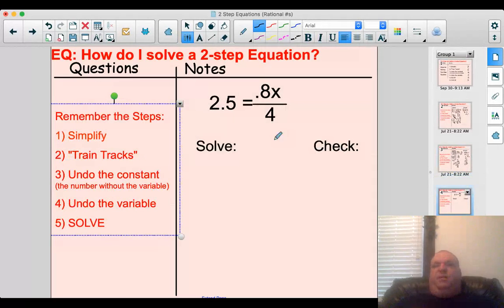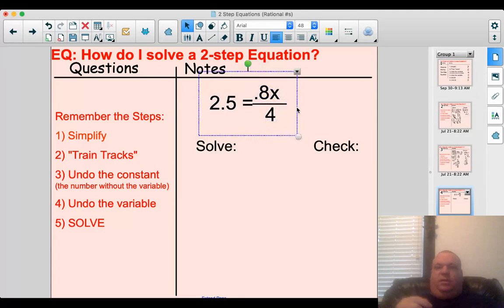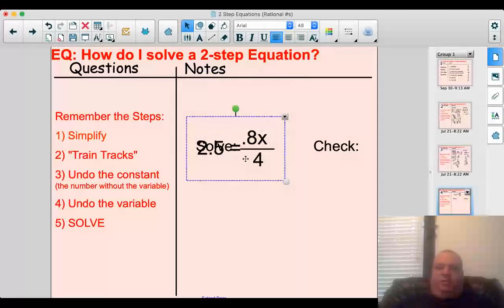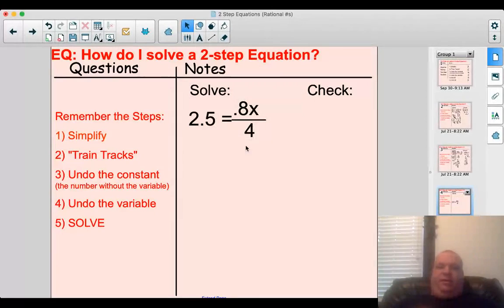All right, for this one, we do not have a constant to undo. So this is one of those rare ones. People asked about this yesterday. Again, the key is going to be remembering what order we would do the operations in if we knew what x was, and then reversing that. If I knew what x was, I would first multiply it by 0.8, and then I'd divide the result by 4.